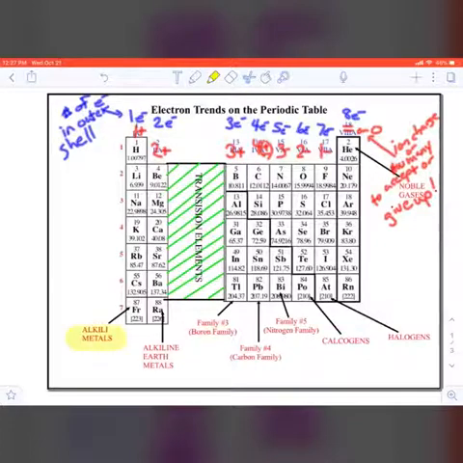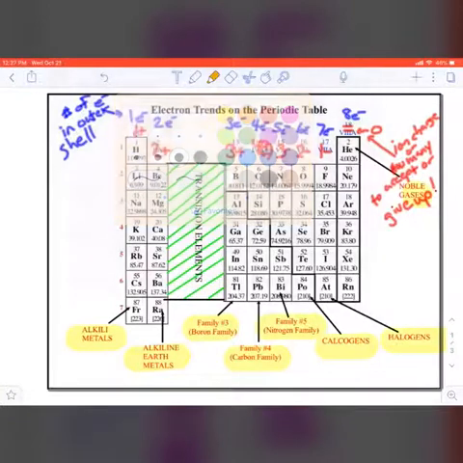First of all, you should know the names of these families by now. If you do not know the names of these families, you're going to start getting lost. Noble gases up here. You're going to start getting a little lost because we need to start moving past that.